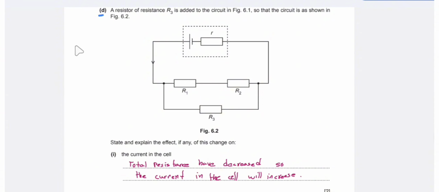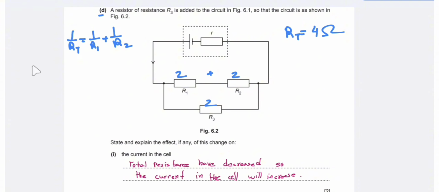Because for a parallel combination, we know that 1/R total is equal to 1/R1 plus 1/R2. Let's suppose all the resistors have a resistance of 2 ohm. So initially, when these two resistors are connected, the total resistance is 2 plus 2, that is 4 ohm. But now, since an additional resistor is added, what would be the total resistance?